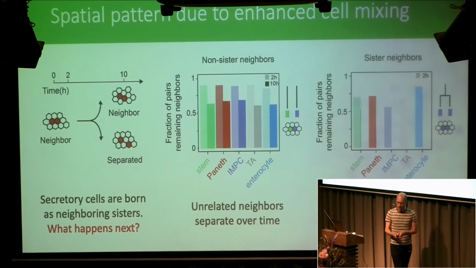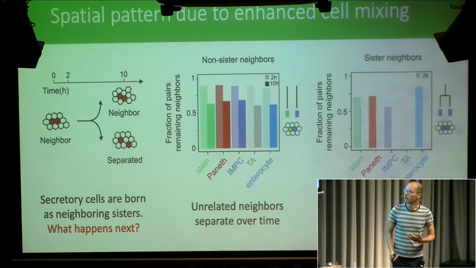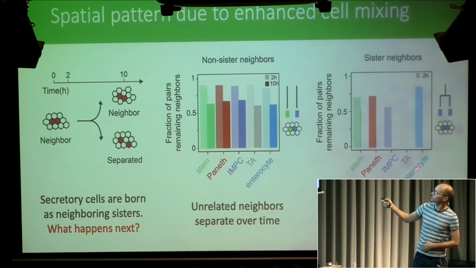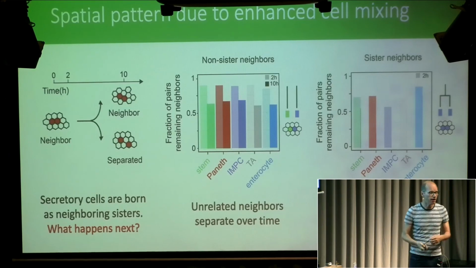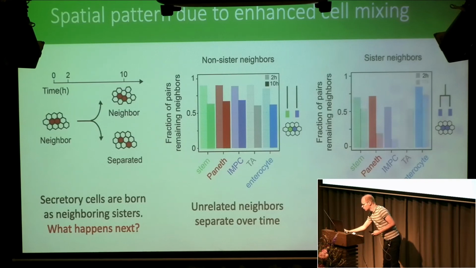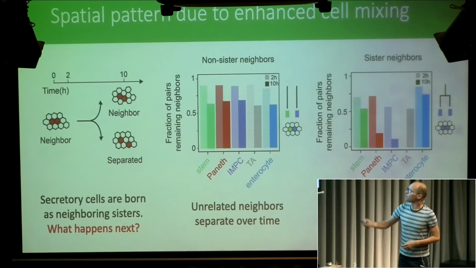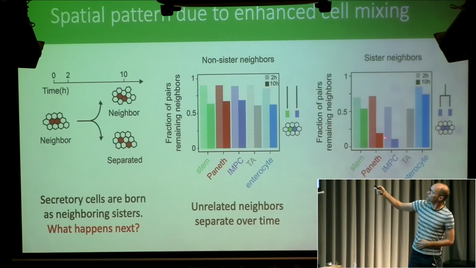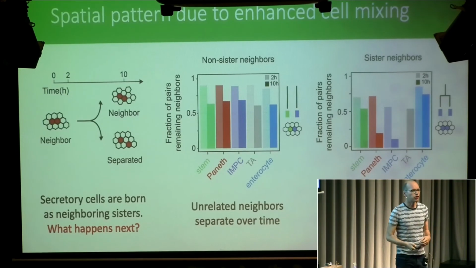Now we look not at any random neighbor pair, but at neighbors that are also sisters. Here, if you look at the different cell types, you already see that the fraction of cells that still remain neighbors after all that time is lower. But what is really striking is that after 10 hours it's even lower, and in particular much, much lower for the secretory cells. And so what we think we see here is some sort of active demixing: if you have two secretory cells next to each other, they tend to separate much more rapidly than any other type of neighbors.